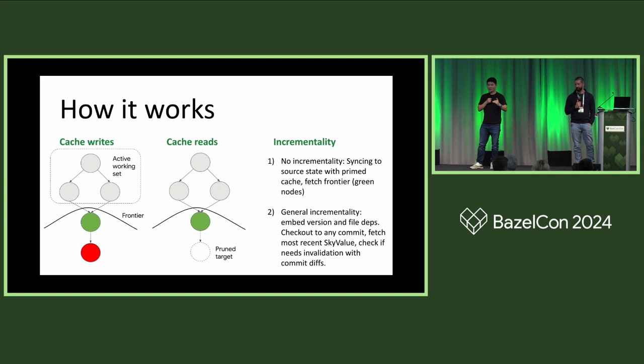So for the incrementality model, currently we have two approaches. One is there's no incrementality. You sync to a source state where the cache has been primed, and then you can immediately fetch the green nodes here. And then the more complex bit is the general incrementality, where you can check out to any commit and have Bazel determine a version for you and determine whether the SkyFrame node needs to be invalidated. This is specific to the version control system that you have, because we rely on the version control system to tell us what files have changed between the commit that the bytes were synced at and the commit that you are evaluating the build at.